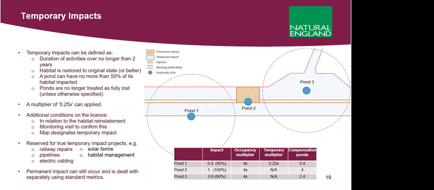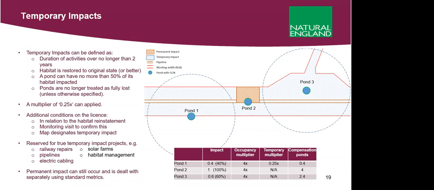There will be additional conditions on the license to reflect the definition above. So habitat must be reinstated, and a monitoring visit has to be undertaken to confirm that. And the map that we issue will define areas that are temporarily impacted. And as I'll say below, permanent impact can still occur and can be accounted for, so that will be separated on the license.